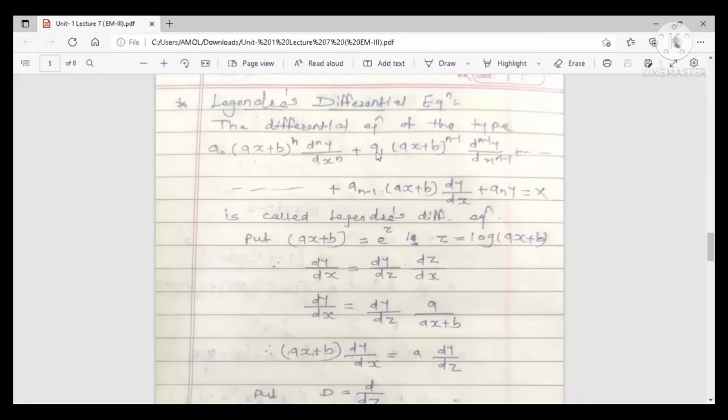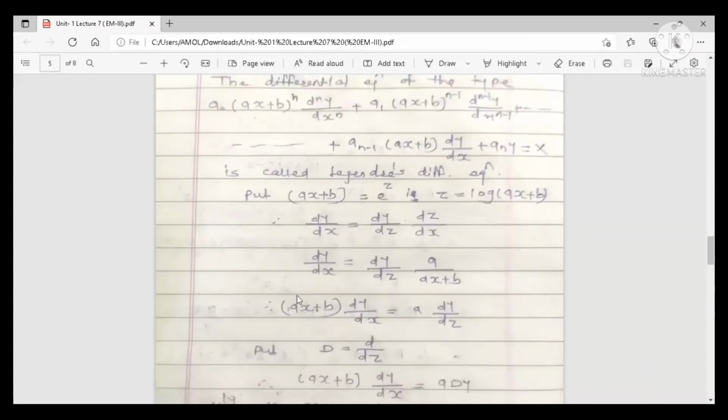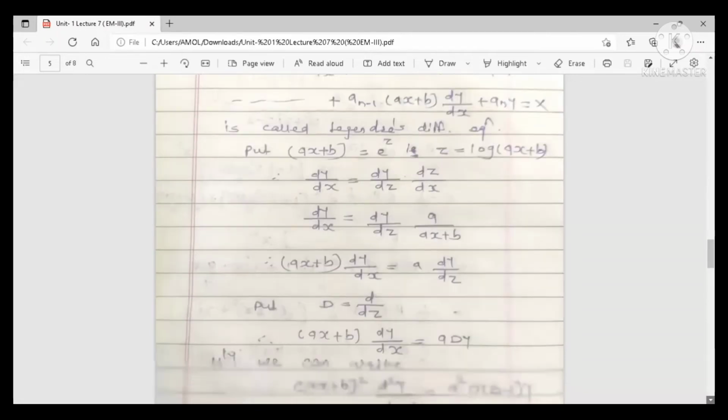Now, how to reduce Legendre's differential equation to LDE? There is a standard substitution. Put ax plus b is equal to e raised to z. Now, if ax plus b is equal to e raised to z, then z is equal to log of ax plus b, because if we shift this exponential function to the LHS, it will be a log function. So z is equal to log of ax plus b. And how to reduce the terms here? You just see, ax plus b into dy by dx, its replacement is a into dy by dz.